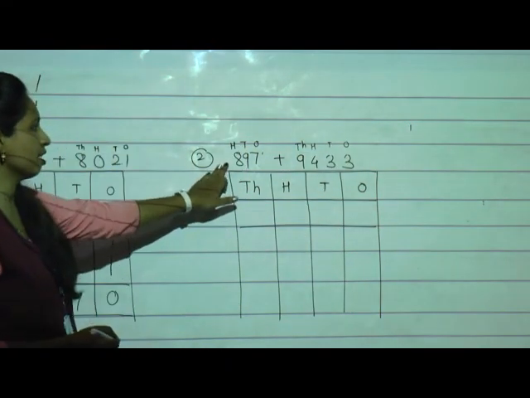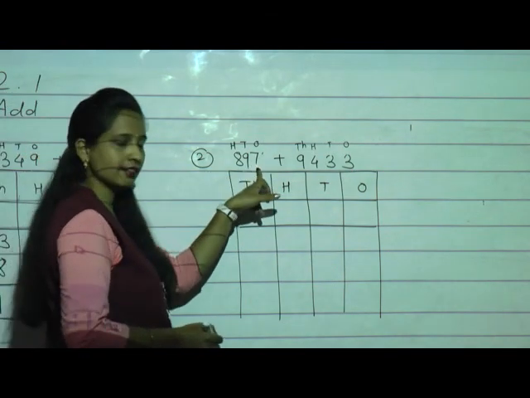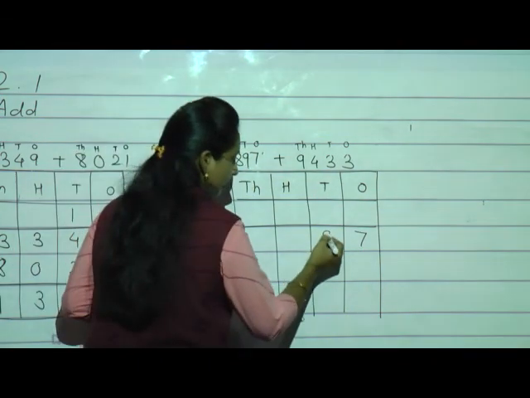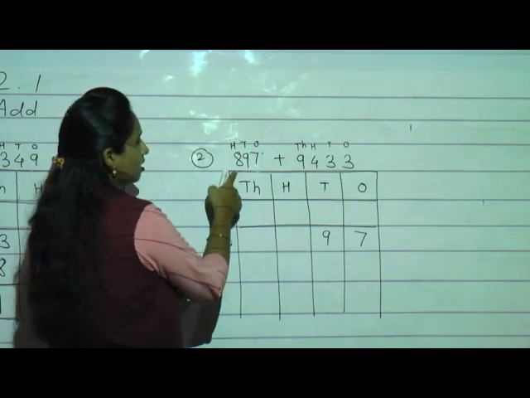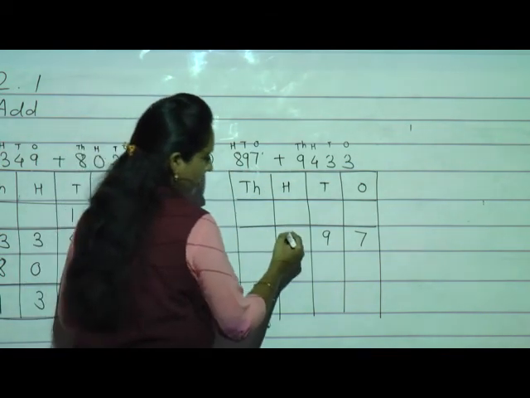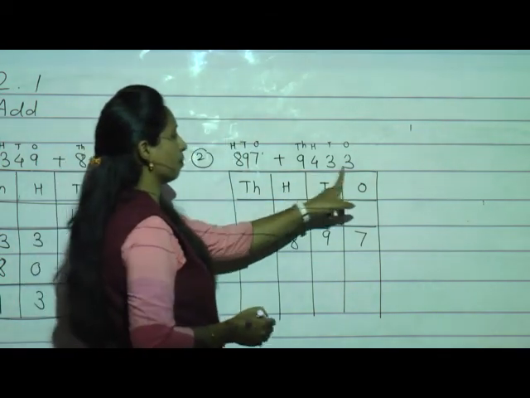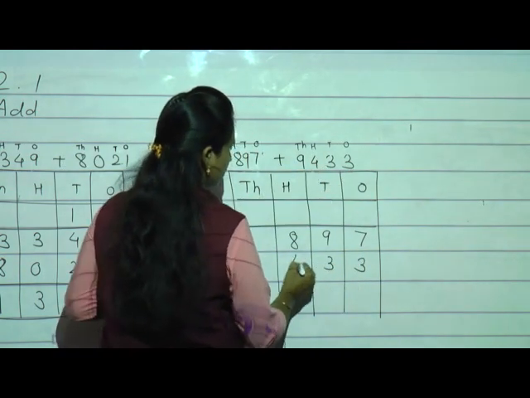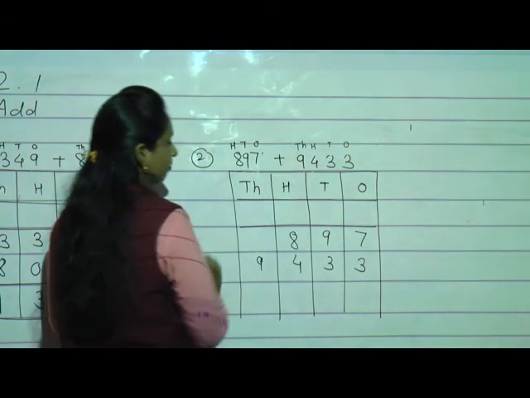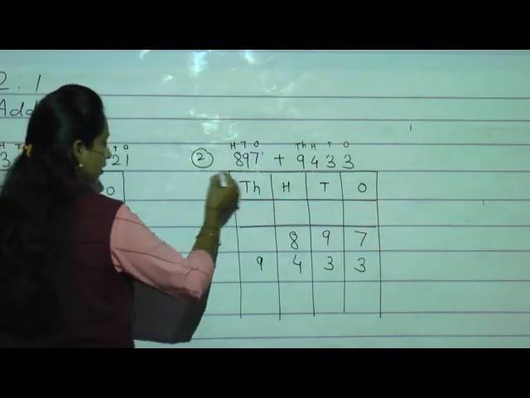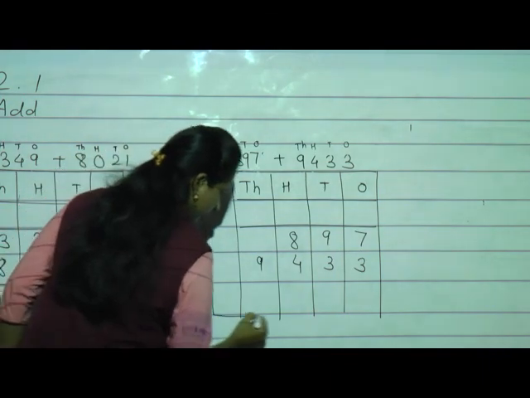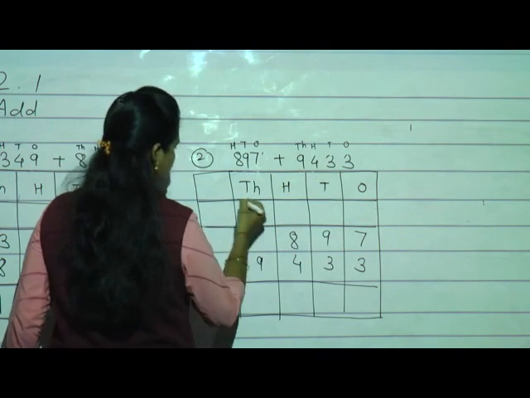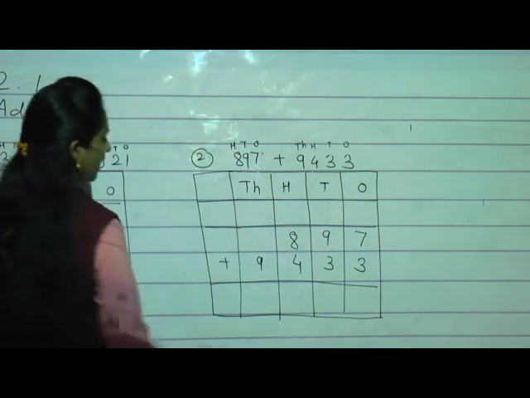We will take the first number. What is there on ones place? 7. So write 7 on ones place. What is there on tens place? 9. So write 9 on tens place. What is there on hundreds place? 8. So I will write 8 in hundreds place. The next number: ones place 3, tens place 3, hundreds place 4 and thousands place 9. Now we will draw one more line because in these sums we are getting the answer in 5-digit number.